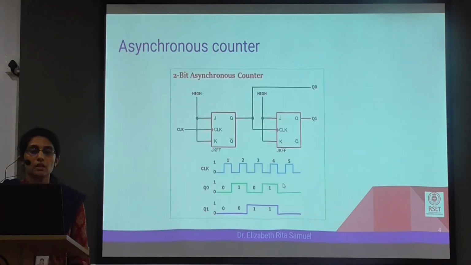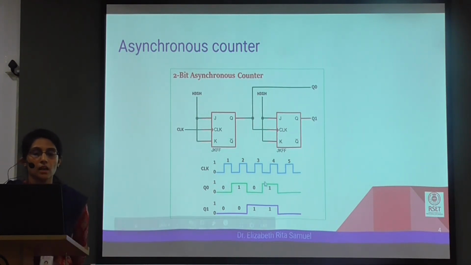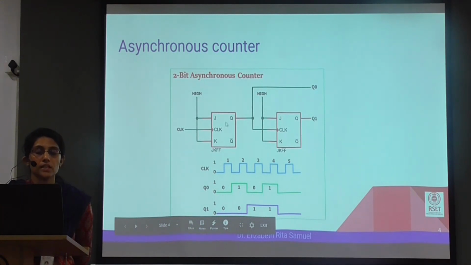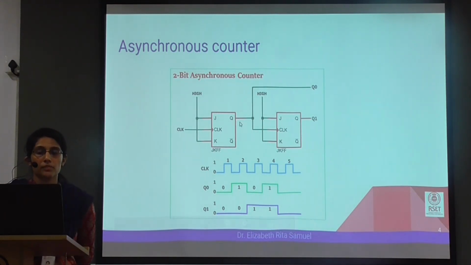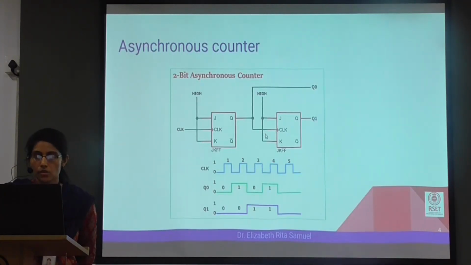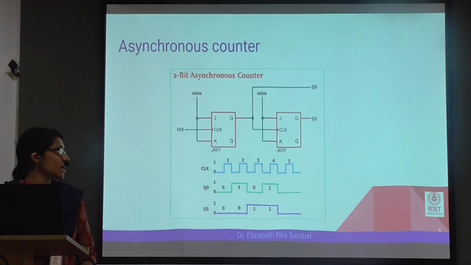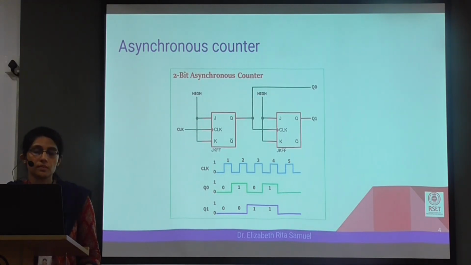If you remember about the asynchronous counters, we have seen that the reference clock is provided to the first flip-flop, and the output of the first flip-flop is given as the clock for the next one. So the major difference between a synchronous counter and an asynchronous counter is that in synchronous counters, the clock is given to all the flip-flops at the same time, while for asynchronous counters, the clock is given to the first flip-flop and the output of the first flip-flop is given as the clock for the second.